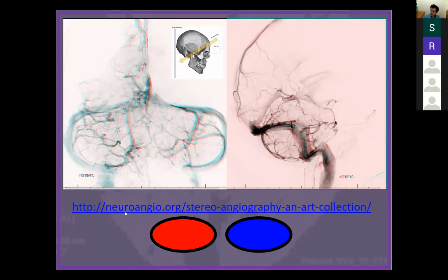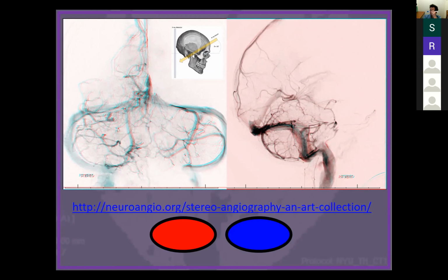Okay, so here's a posterior fossa. Getting back to that, if you put your glasses on, if you have them, if you don't, you can still see it. It's a little bit blurred, but I don't think you really lose that much in terms of understanding it. So basically, here's a typical frontal lateral view of posterior fossa injection. And again, we're going to apply the same principles.